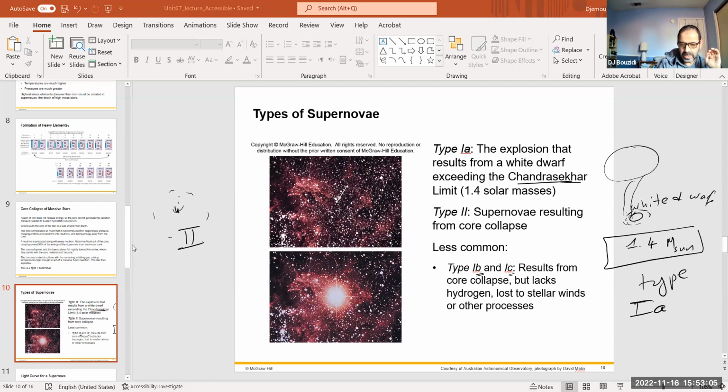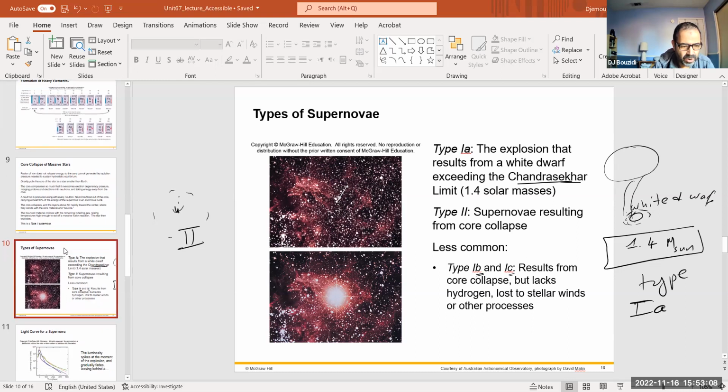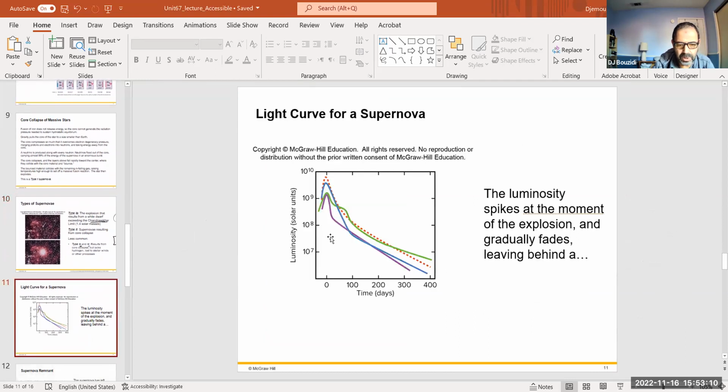Again, these are some of the processes involved with a supernova. A supernova will last only for a few days, and then its brightness or luminosity starts to decrease with time.